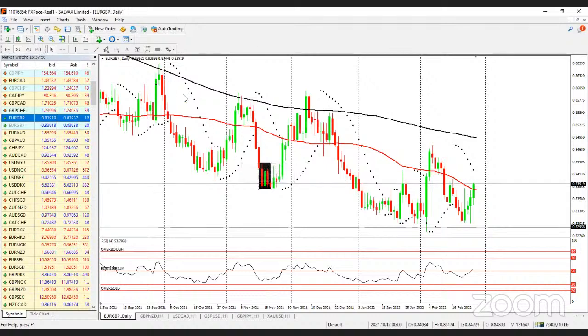What determines the trend is the middle candle, right? Yes, for this sandwich. Yes. Okay, the middle candle.